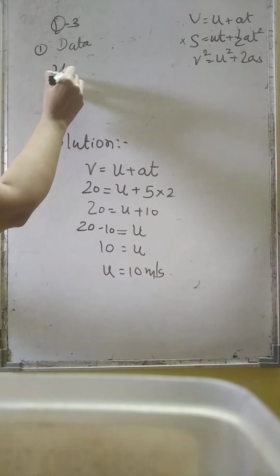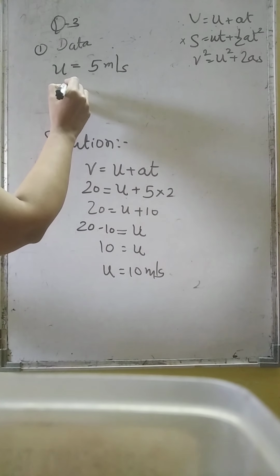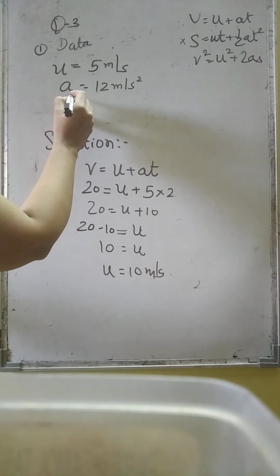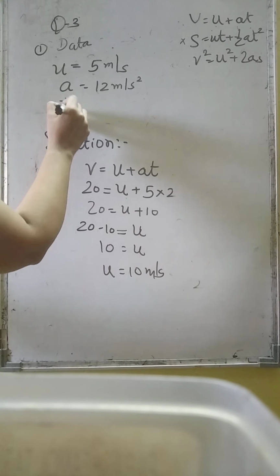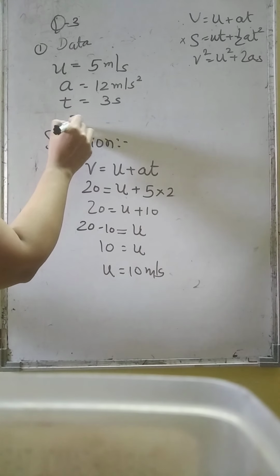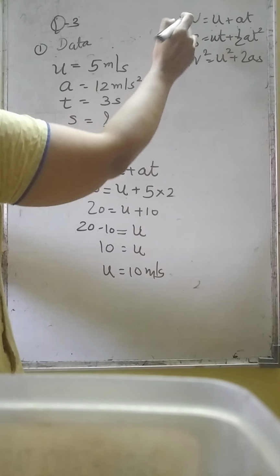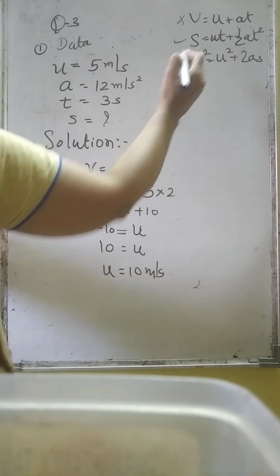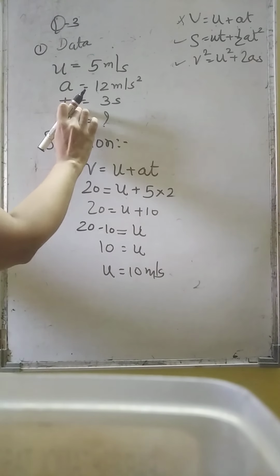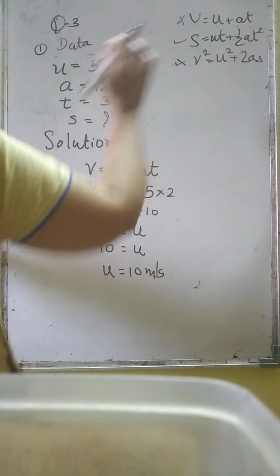So second question, u is equal to 5 meter per second. You have a is equal to 12 meter per second square. You have t is equal to 3 seconds. You are going to find out s. अभी s के अंदर ये फॉर्मूला यूज ही नहीं कर सकते. Either you have to use this or this. क्योंकि हमको s फाइंड करना है. In that also, when t is given, t is not given in this formula, so I cannot use this. I have to use this formula.